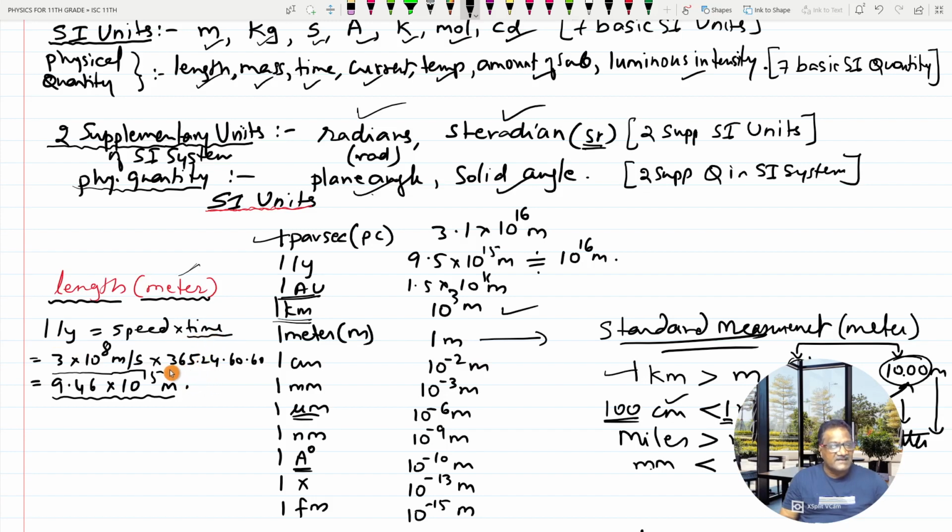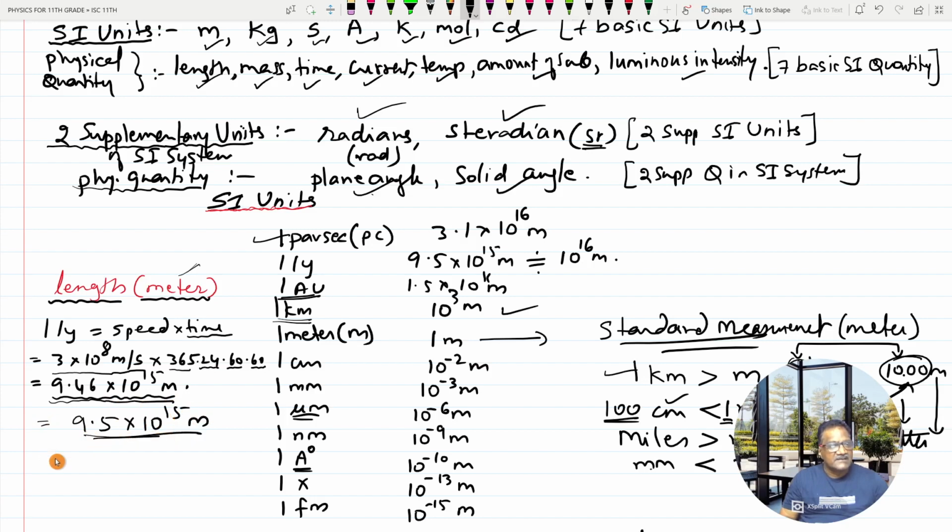In 1 year there are 365 days, in 1 day there are 24 hours, in 1 hour there are 60 minutes, and in 1 minute there are 60 seconds. So if you multiply 365 into 24 into 60 into 60, you get the time in seconds. Multiplied by the speed in meter per second, 3 into 10 raised to 8, you will get the answer, which is equal to 9.5 into 10 raised to 15 meters.